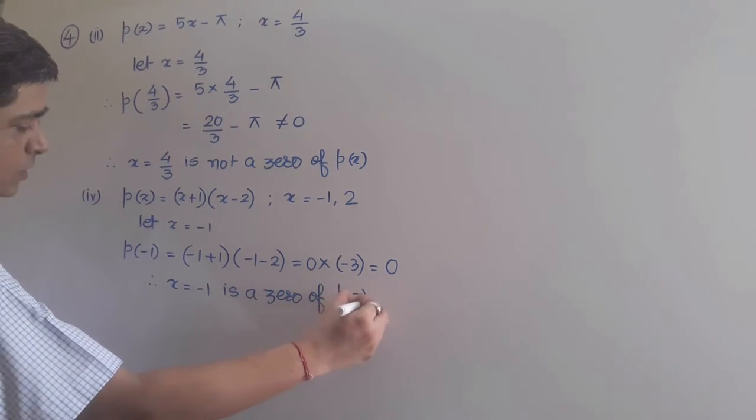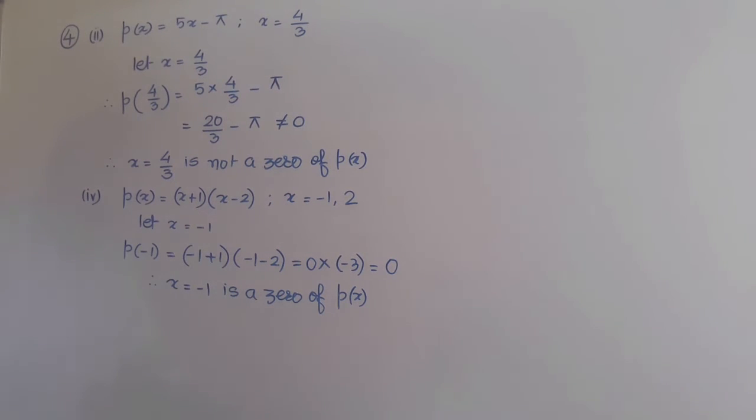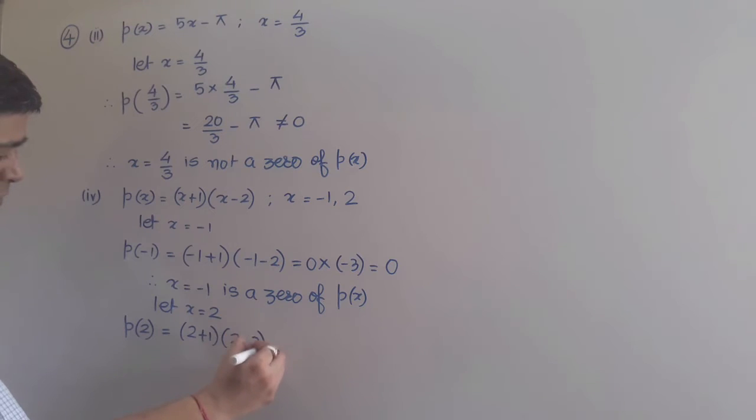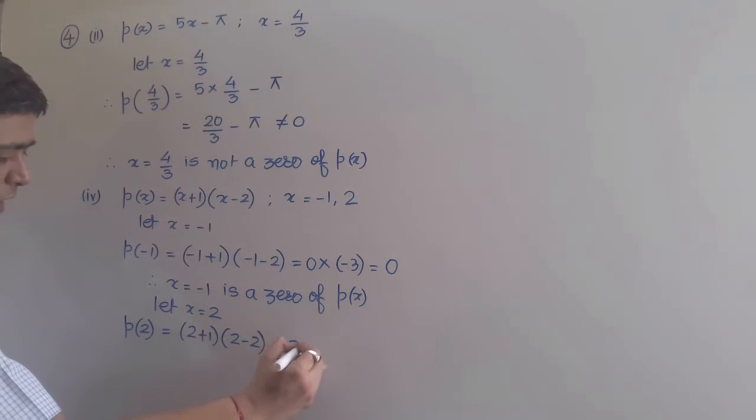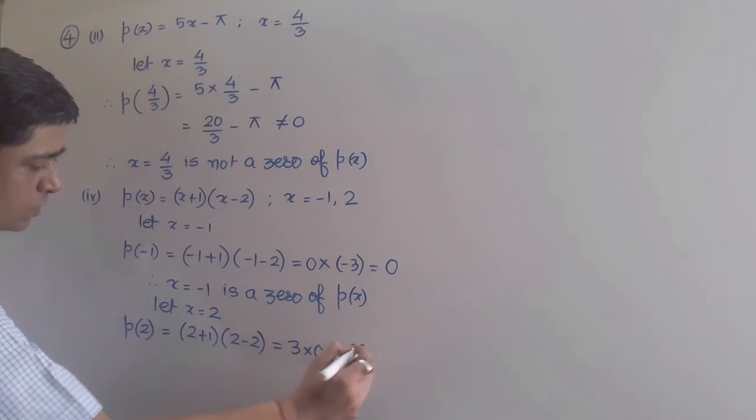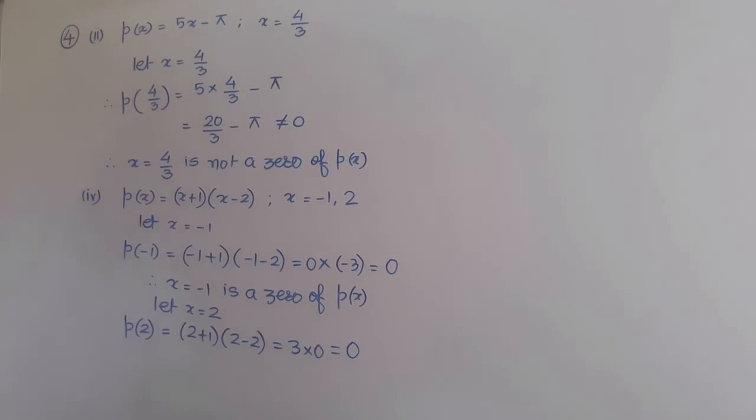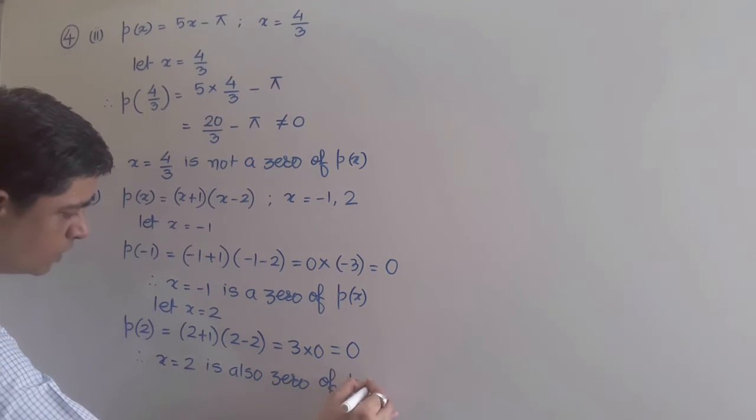Similarly, let us take the value x equal to 2. If I take the value of x equal to 2, then p of 2 will be equal to 2 plus 1 into 2 minus 2. 2 plus 1 is 3, and 2 minus 2 is 0. So 3 into 0 is equal to 0. Here you observe, again we got 0. Therefore x equal to 2 is also a 0 of the given polynomial p of x.